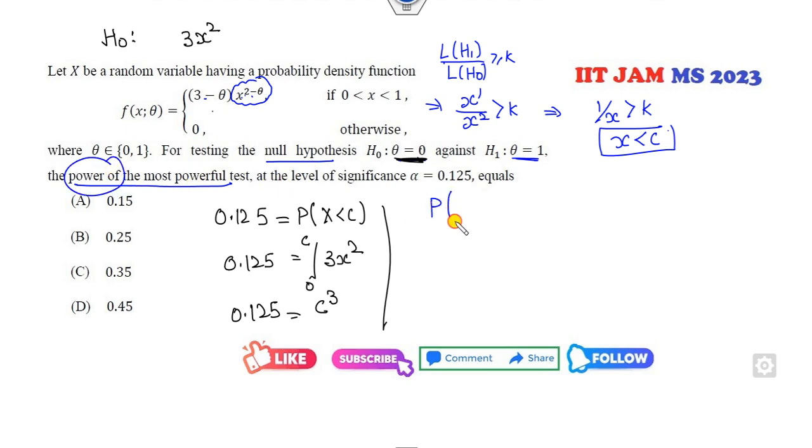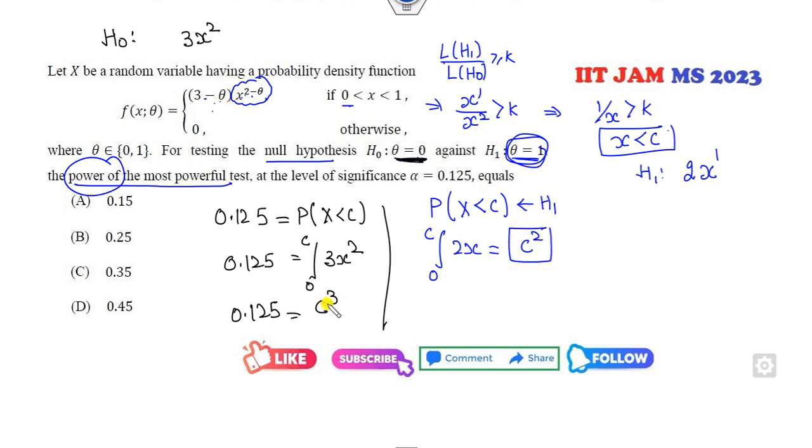Power means the probability of x less than c under the case of H1. What is the function value at H1? Theta is equal to 1, so 2x. So it is the integral from 0 to c of 2x. That means x square, c square, and I can find the c from here. C is 0.5. Fine. So c square will be 0.25, which is the right answer.